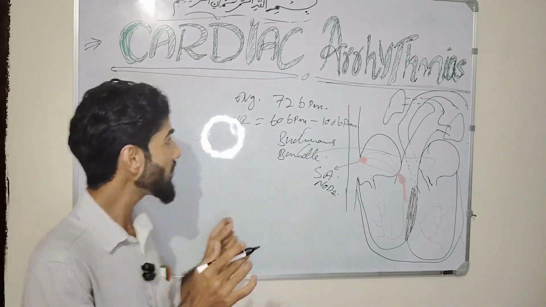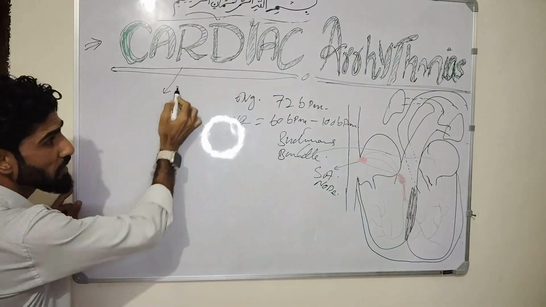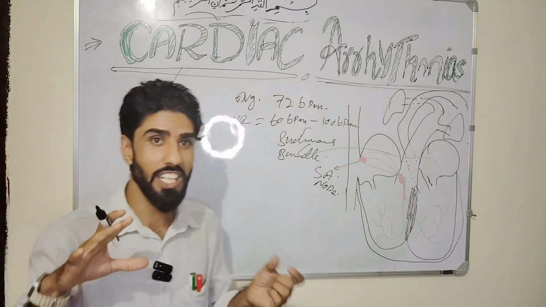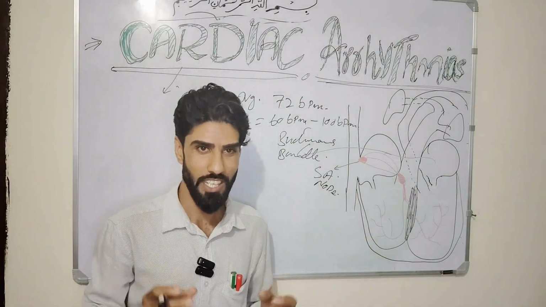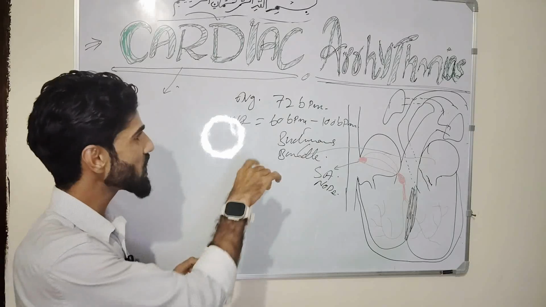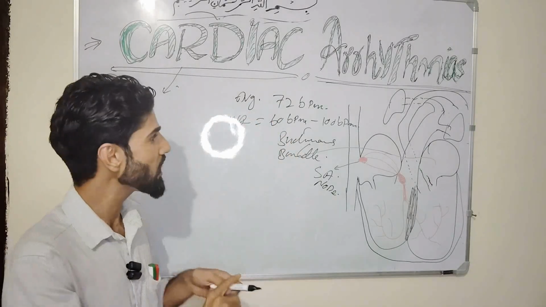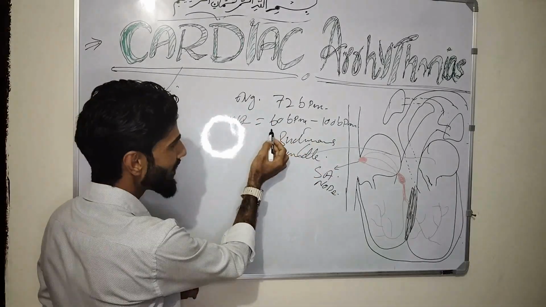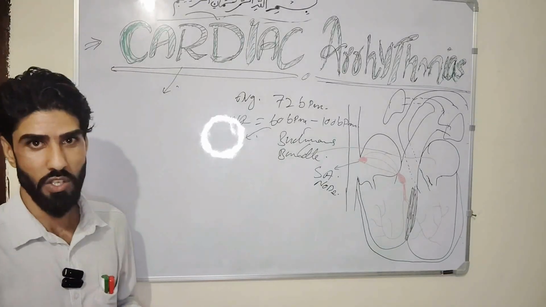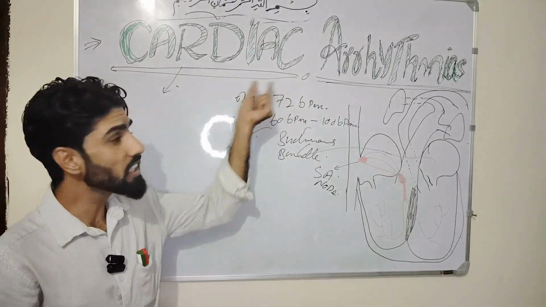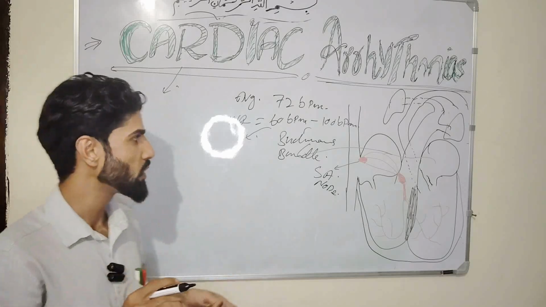normal rhythm. But cardiac arrhythmia means when the heart deviates from the normal rhythm, meaning if it goes beyond 100 or falls below 60 beats per minute. That is called cardiac arrhythmia.